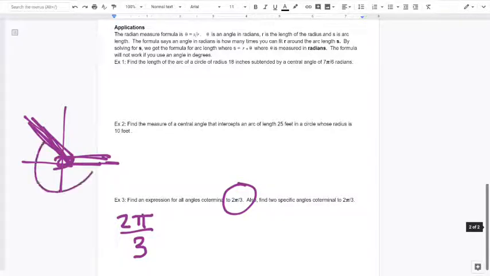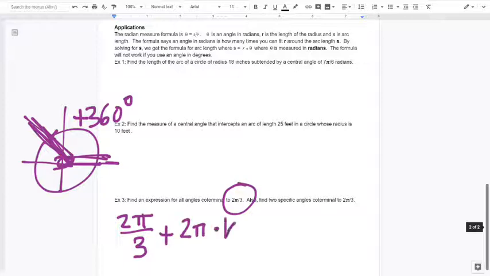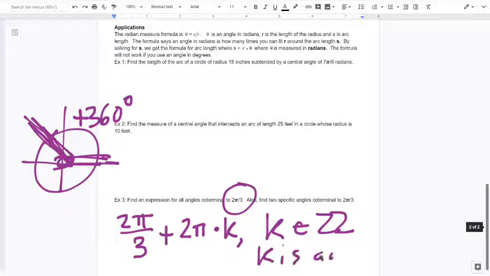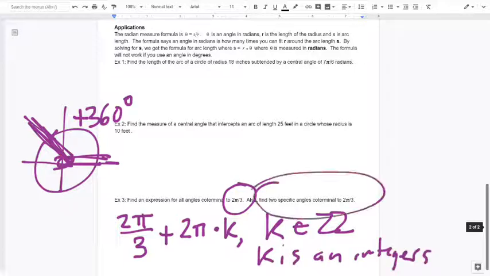Now, we probably learned that you just add or subtract multiples of 360 to find coterminal angles. So now we're going to do the same thing, but with 2 pi. So we're going to add 2 pi times k, where k belongs to the set of integers. Alright, and that's how we write that out symbolically. You can write it like this too: k is an integer.